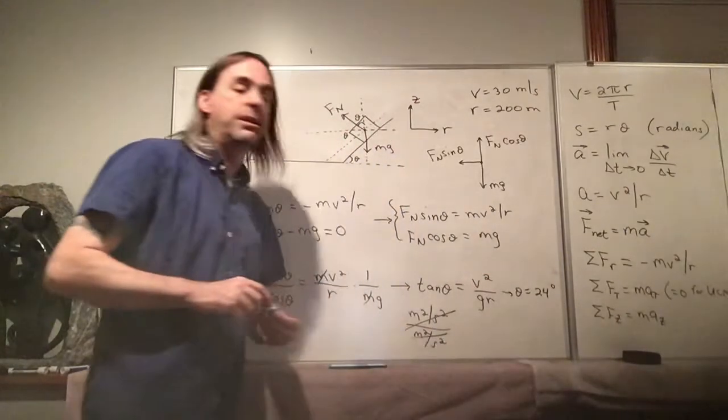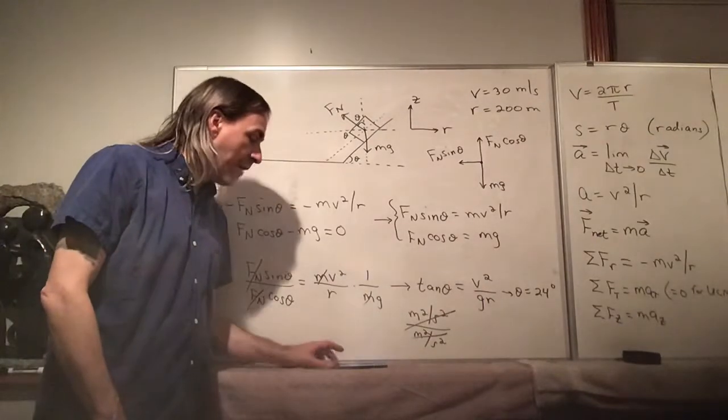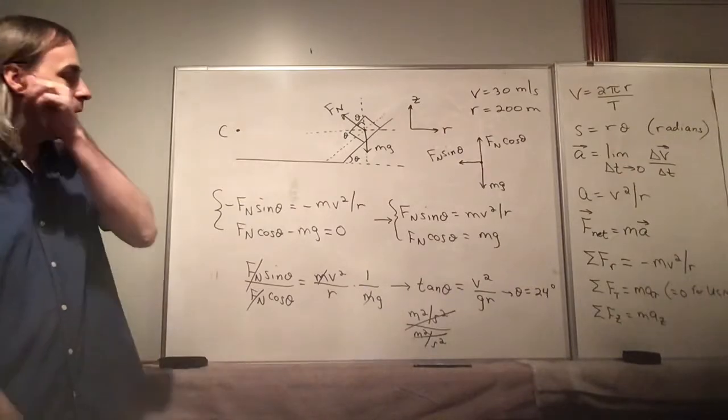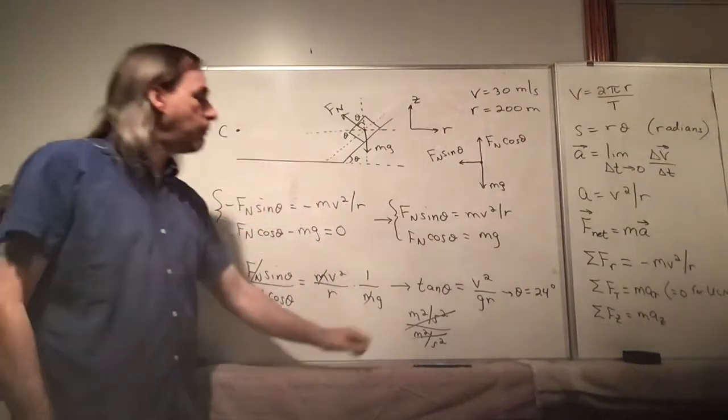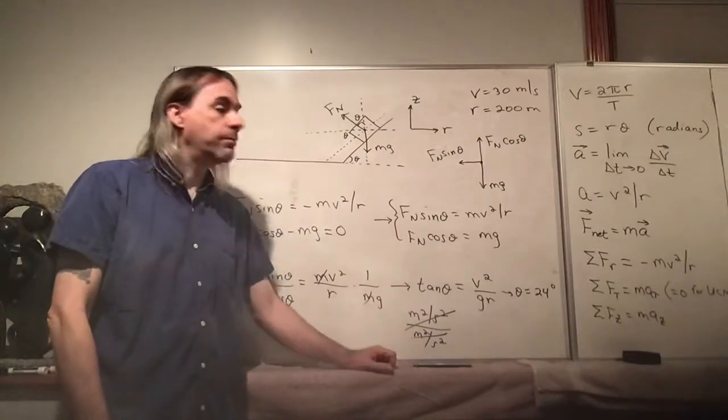Again, regardless of the mass of the car or truck or motorcycle or whatever, they'll all go the same speed over this curved road, this banked curve.